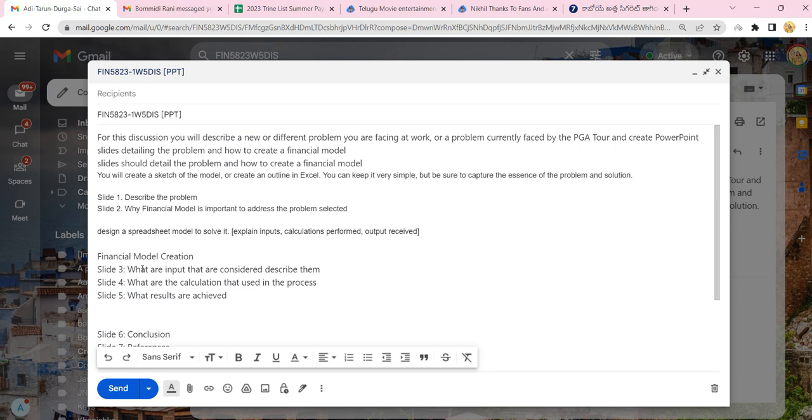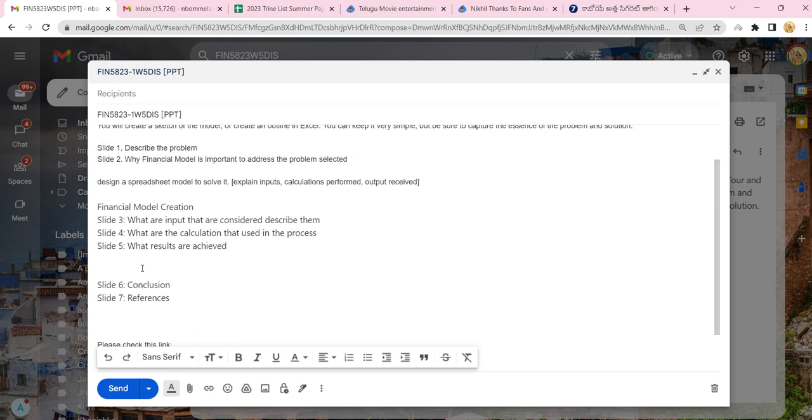Okay, we are supposed to keep it very simple and be sure to capture the essence of the problem and solution. It means you are supposed to focus more on the problem and how the financial model created by you is going to solve the problem, how the solution can address the problem. So here I recommend you to create at least 7 slides. The first slide should clearly explain the problem definition, what the problem is, how a financial model can solve that problem, and what kind of benefits we can get from implementing the financial model.